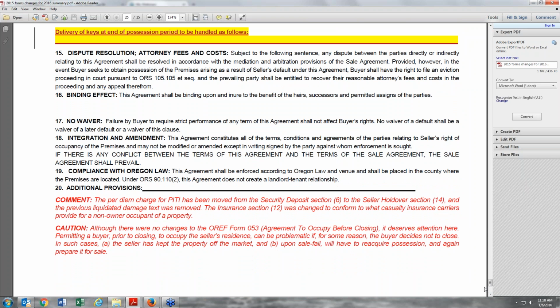Although the dispute resolution provisions of the sale agreement apply, which means that if you were going to seek a claim against the seller and it was under $10,000, it would still be in small claims court. And then the new section here, Section 15, delivery of keys, is fairly self-explanatory.